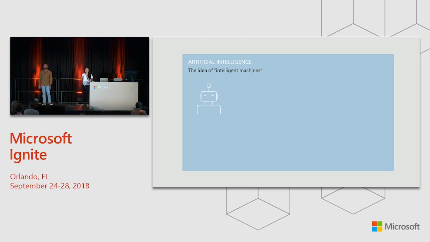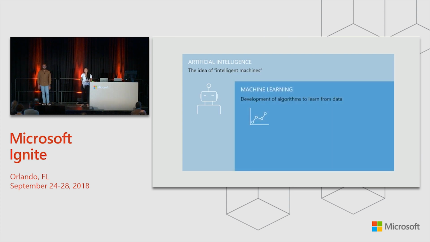You can think about them as concentric circles, or in this case, rectangles. AI is the idea of having intelligent machines, or getting computers to be more characteristic of human intelligence. Machine learning is a subset of AI that started around the 1970s, and that's the development of statistical algorithms to actually learn from data. If you think about the early spam filter detection in your email box, those are applications of machine learning.